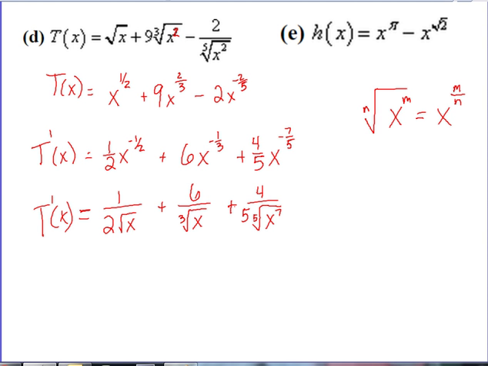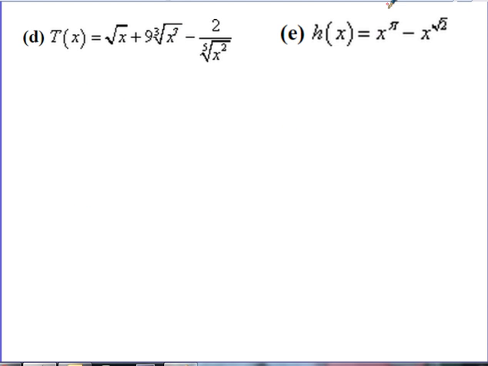So, I think we had example E. We had h to the x. This says x to the pi power minus x to the square root of 2 power. I gave you this problem because it's actually a really simple problem, but students get confused.